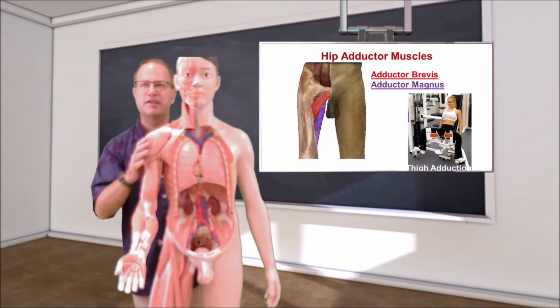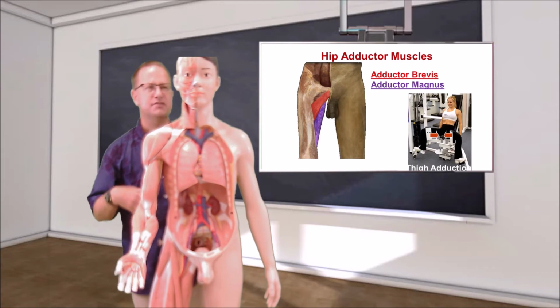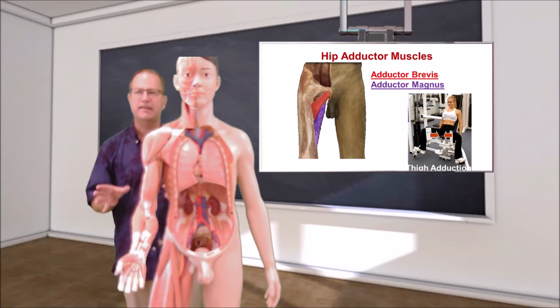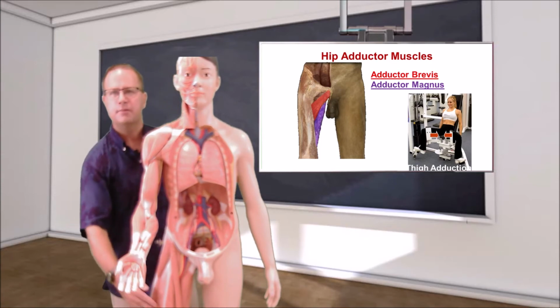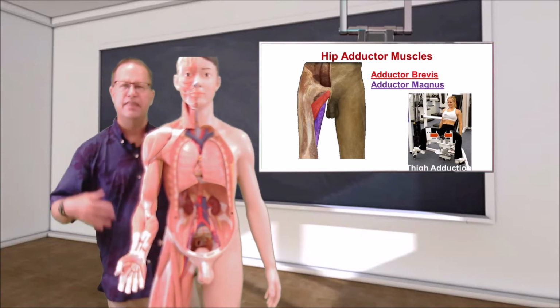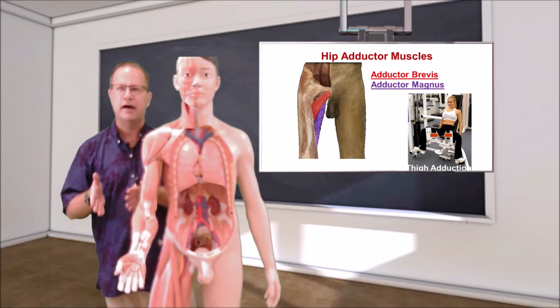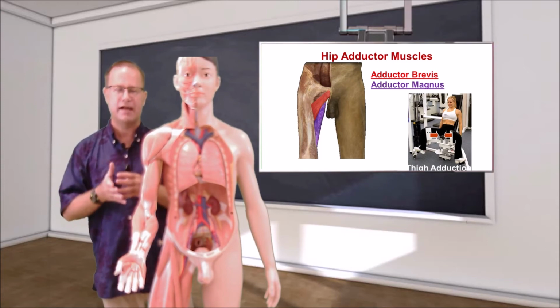Let's take a look on the screen there. So we have different adductor muscles. We have the gracilis, we have the adductor magnus, the adductor brevis, adductor longus. All of them are located on the inside of the leg, and they help to adduct the thigh or adduct the hips and bring them back together again.